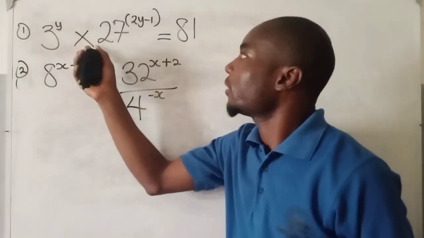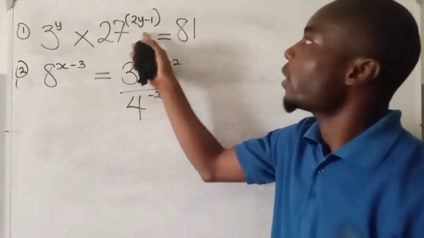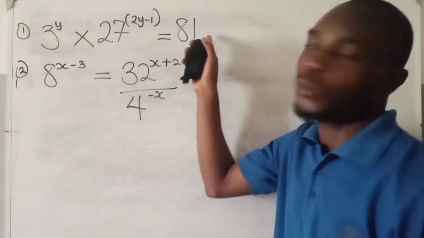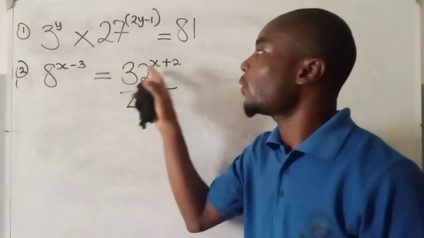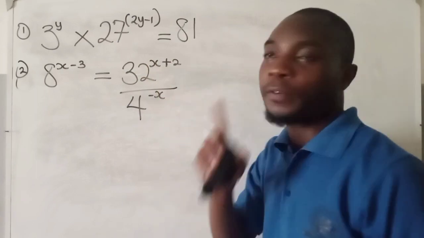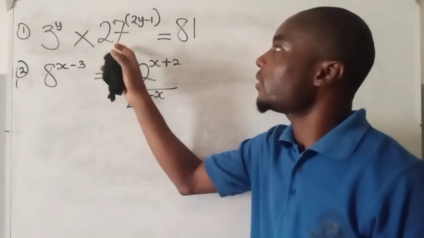3 raised to the power of y times 27 raised to the power of 2y minus 1 is equal to 81. We have to find the value of y. All right. Then in this case, we have to find the value of x. Okay. So the first thing we are going to do is to make the bases the same.